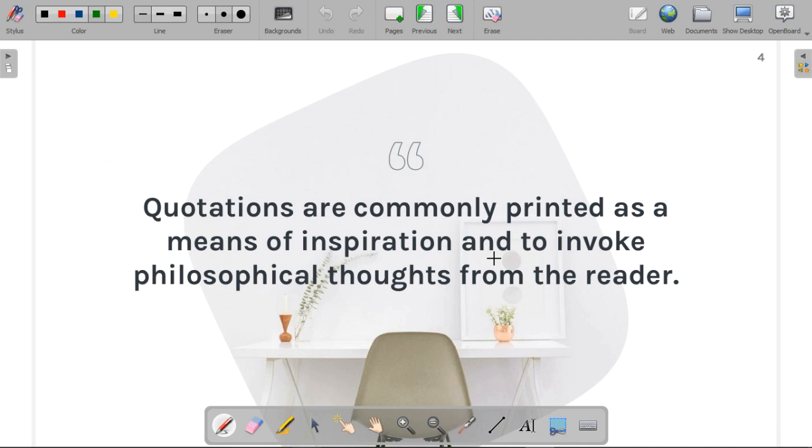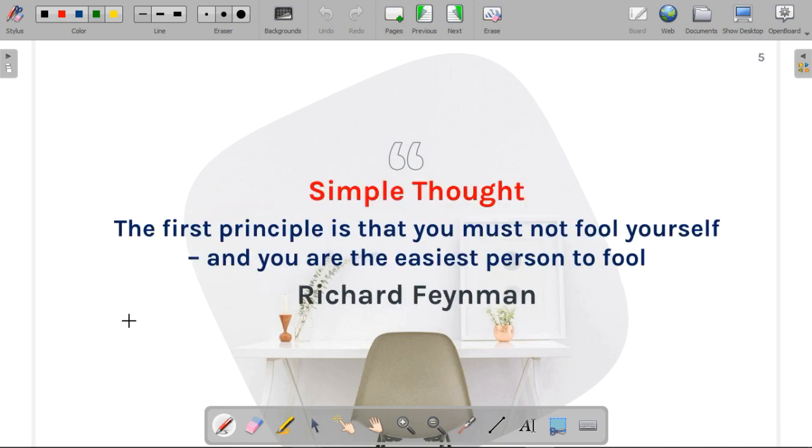Quotations are commonly printed as a means of inspiration and to invoke philosophical thoughts in the reader. So in every lecture I'll try to give you one inspirational thought that we can take inspiration from. Today's inspirational thought is: the first principle is that you must not fool yourself, and you are the easiest person to fool. This thought is given by Richard Feynman, the great physicist who won the Nobel Prize.